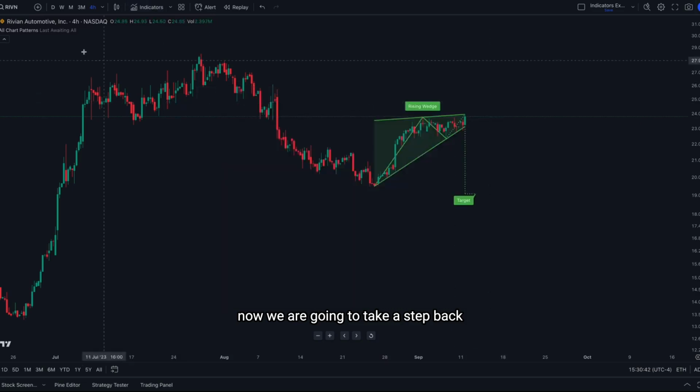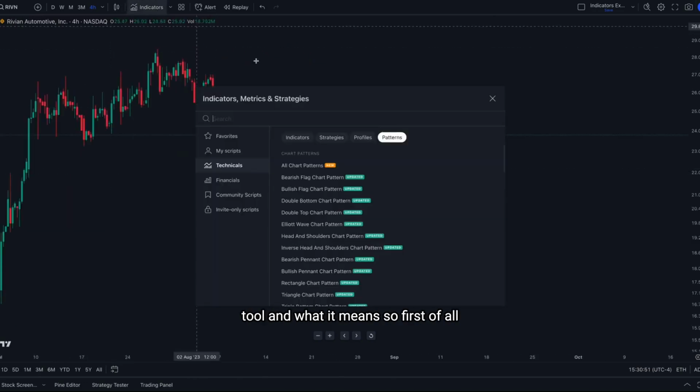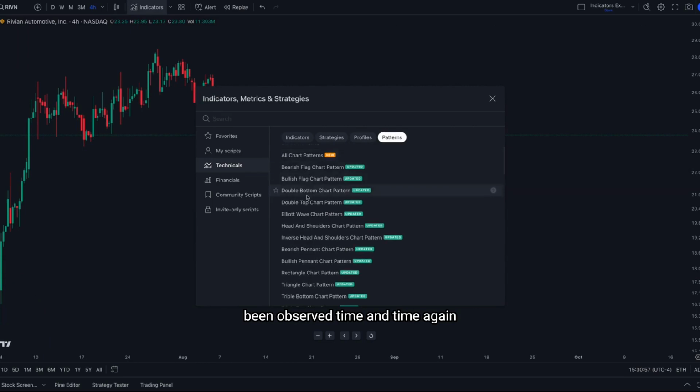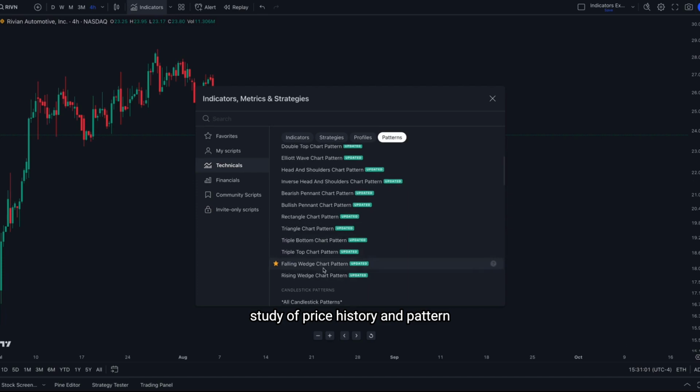Now we are going to take a step back here for a second because we want to make sure that we give you a beginner tutorial of how to use this tool and what it means. So first of all, chart patterns are classical tools in technical analysis. These patterns have been observed time and time again. They've been studied, and they are the study of price history and pattern recognition.